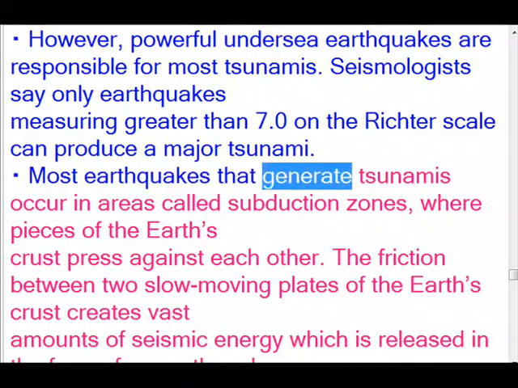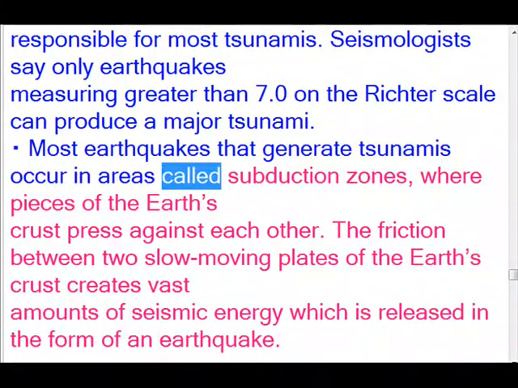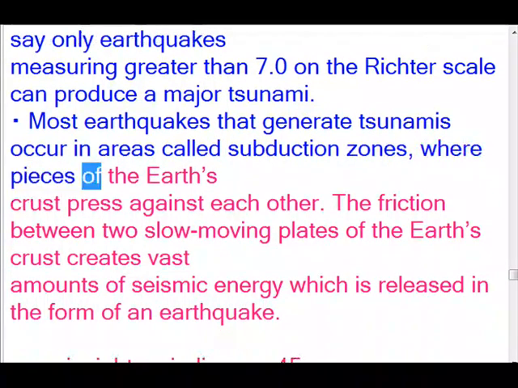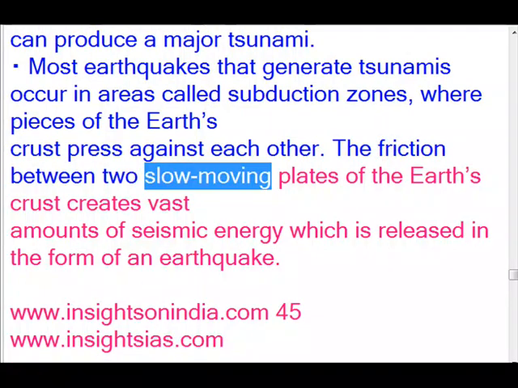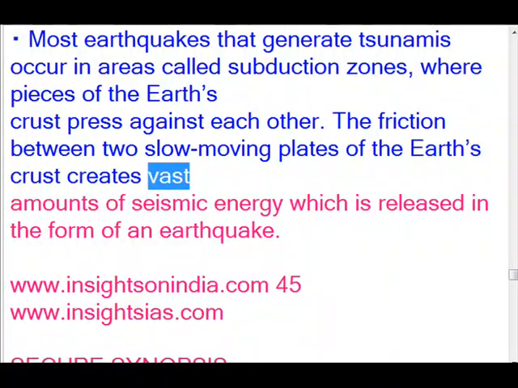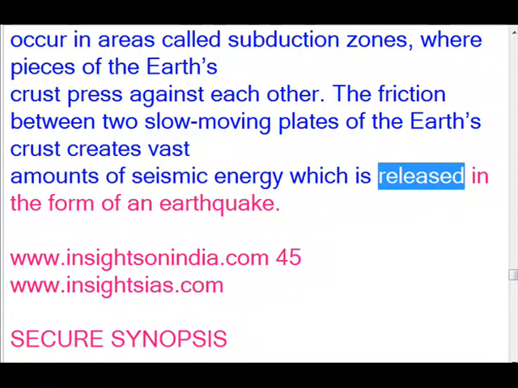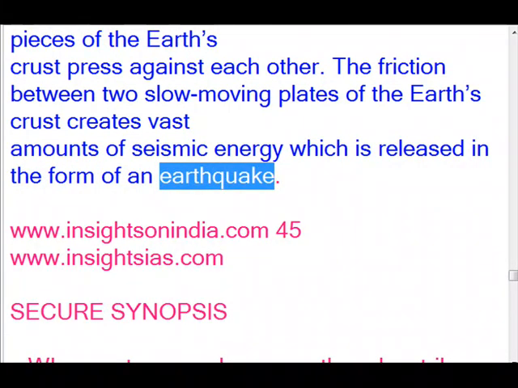Most earthquakes that generate tsunamis occur in areas called subduction zones, where pieces of the Earth's crust press against each other. The friction between two slow-moving plates of the Earth's crust creates vast amounts of seismic energy which is released in the form of an earthquake.